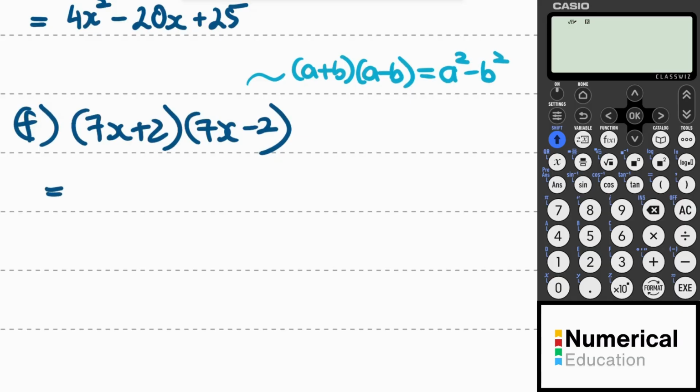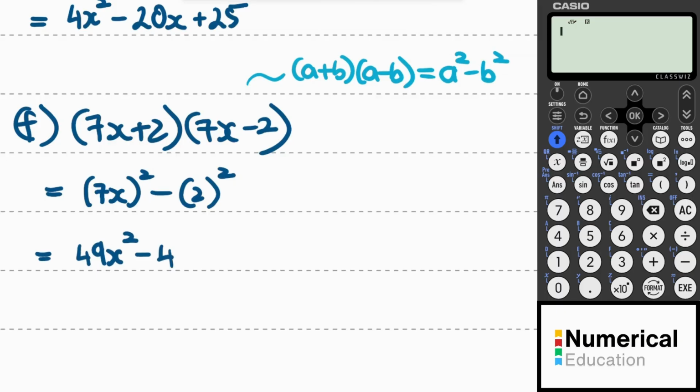What it's saying, if we want to do it quickly, is you take the first thing you have in the brackets and you square that. And you're going to subtract the second thing you have in the brackets, but square that as well. So this is going to be your 49x squared minus 4. Nice and simple answer. That's using your difference of two squares.